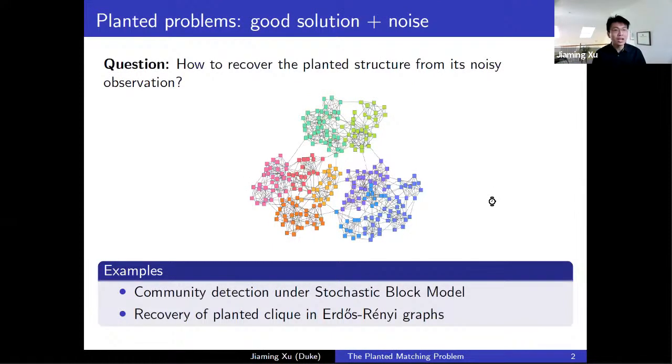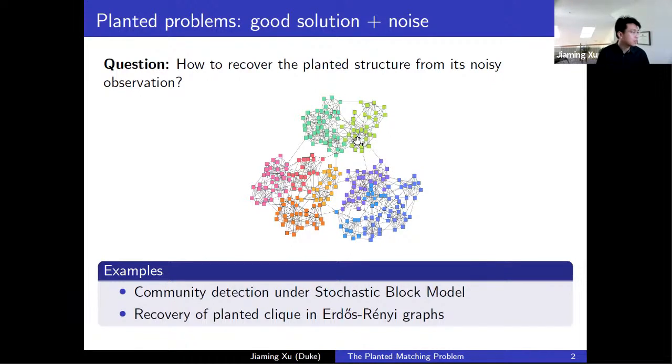Okay, so let me first talk a little bit about the broad picture of this problem. The motivation of this work is twofold. From a theoretical perspective, the study of this problem is motivated by the study of planted problems. In many machine learning applications, sometimes we encounter the following kind of situation. We have some optimization problem, which has some very good solution built in, but somehow that solution is obscured by some noise in the problem. So the question now is how can we recover this good solution or the corresponding planted structure from the noisy observation? Here I show you an example of the community detection problem under the stochastic block model.